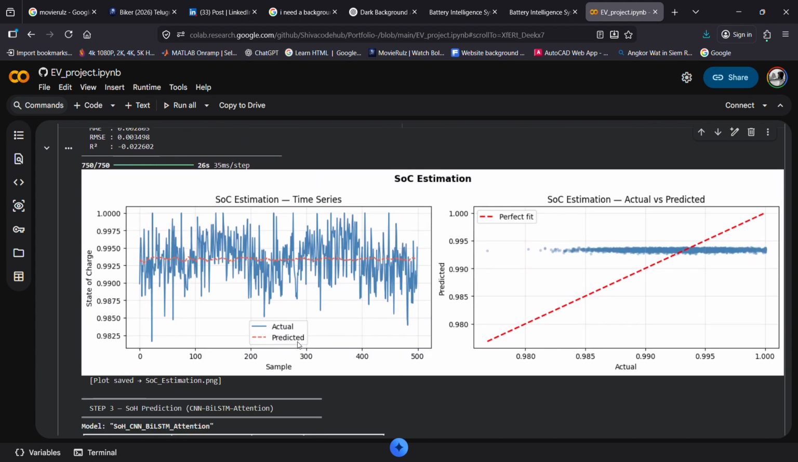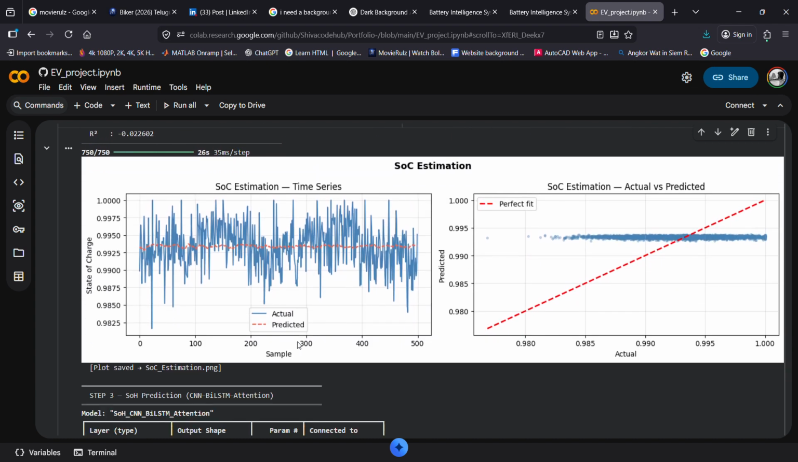And coming to the graphs, in this graph, the blue line represents the actual SOC values and the red dashed line represents predicted values. The predicted values are almost constant compared to the actual values.